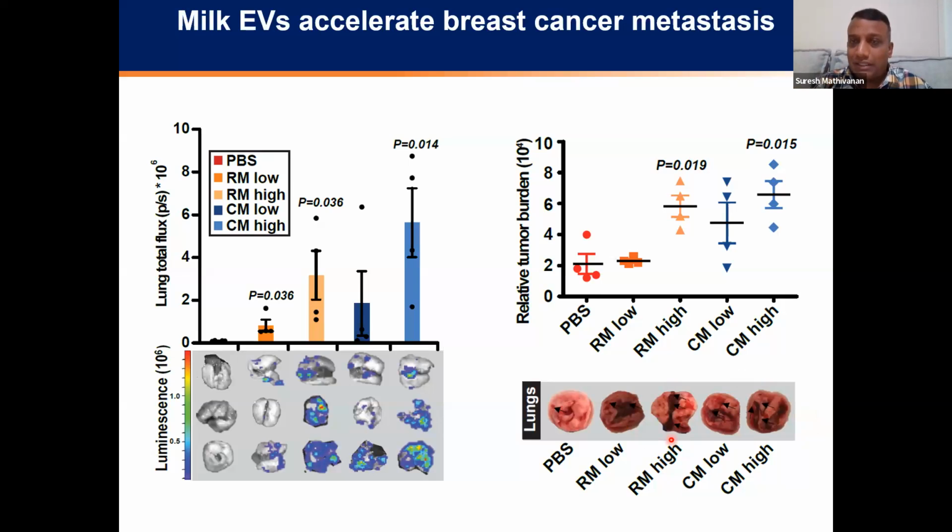All this data collectively said that milk EVs is not good. So when I got this data, me and my student were looking at each other, and that was a Friday, and I was a bit surprised with this data. And then I swear I didn't touch milk for the next 48 hours.